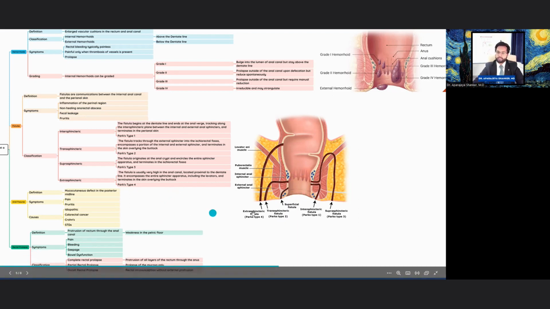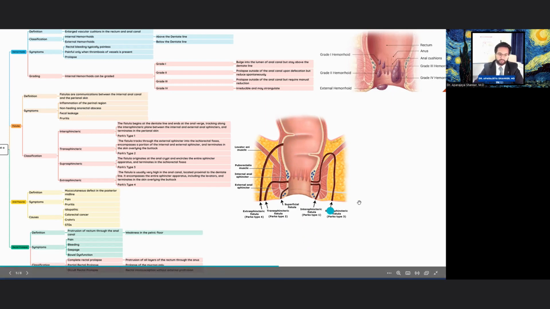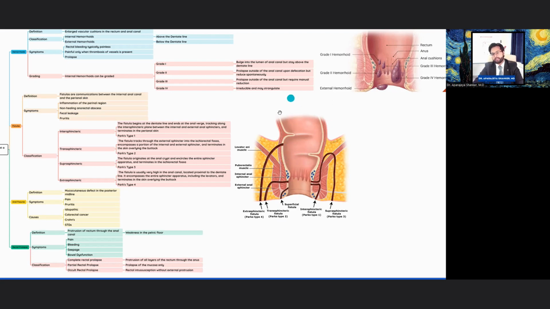Rectal prolapse. Rectal prolapses usually occur because the levator ani muscle is not strong, right? And the entire rectal body sort of collapses through. You can have 3 types: complete, partial, or occult. In occult, the rectal canal prolapses inside and causes intussusception, which is basically a telescopic formation, where part of the rectum has fallen into the anal canal like this, right? But it hasn't protruded out of the anus.